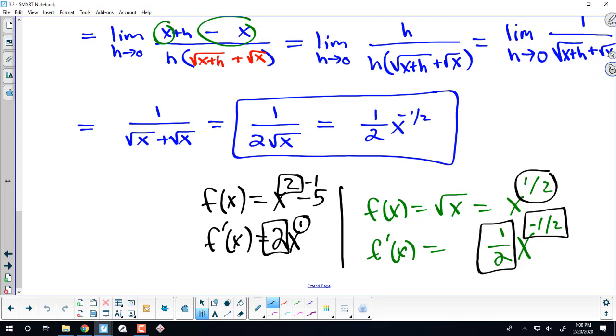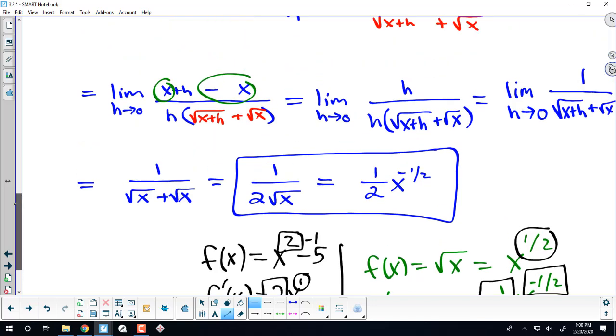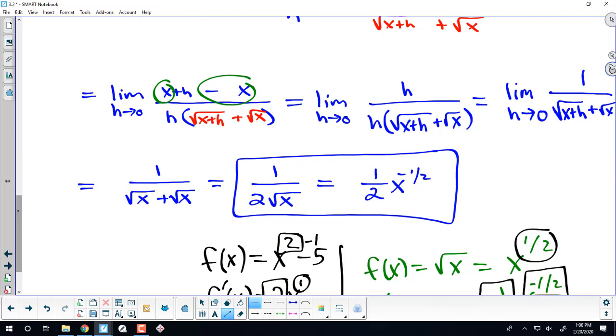And we were still in 3.2. We're looking at various limits, computing the definition of the derivative. So the last few examples, we've been finding the derivative function according to the definition of the derivative. Does anyone have any questions on any of those? Okay.